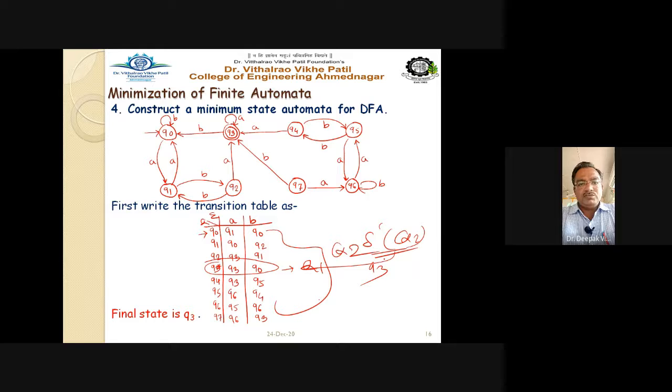So the final state is Q3. Very simple. There is no difficult part involved here. The only thing is that you have to remember the steps. Once you remember the steps, it is very easy. Hence the two sets are capital Q1, that is equal to Q3, and the non-final states are Q0, Q1, Q2, Q4, Q5, Q6, Q7. Q3 is not written because it is in another set.